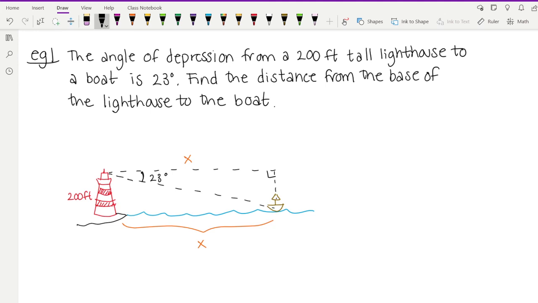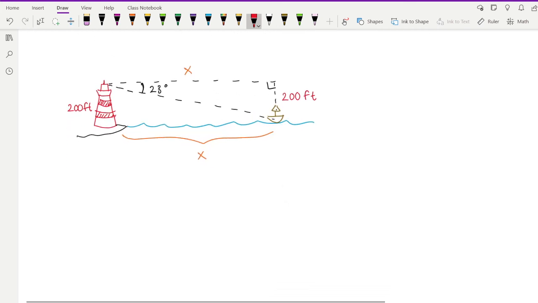And then there's one more thing we have to do, which is that we know that the lighthouse is 200 feet, but we want to translate that into our triangle. And so that means that this distance is also 200 feet, right? Because it's the same height. We're just doing it on the opposite side of the rectangle. Okay, so now we have our triangle, and we know that we're trying to find this distance X. We know this distance, 200.